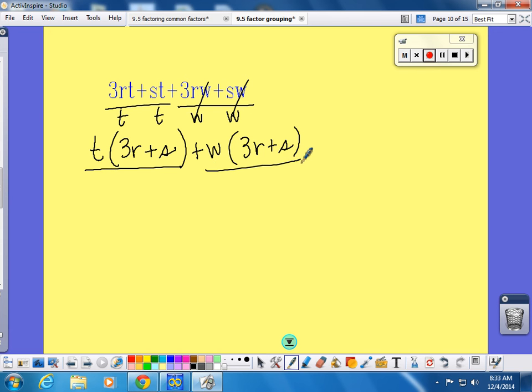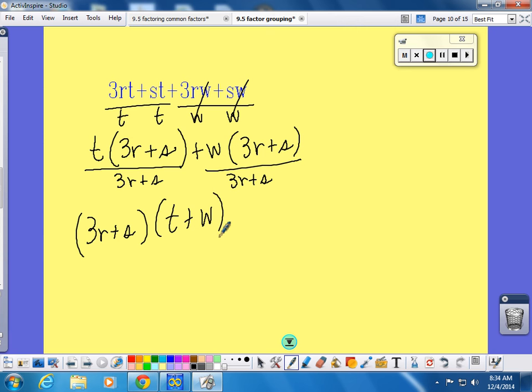What is common here and here? I did that on purpose. Hey, if what's here and here are not like terms, something is wrong. Back up. Go again, because that's the whole point of this. So I'm going to factor out a 3R plus S, and I'm going to be left with T plus W. That's the answer.